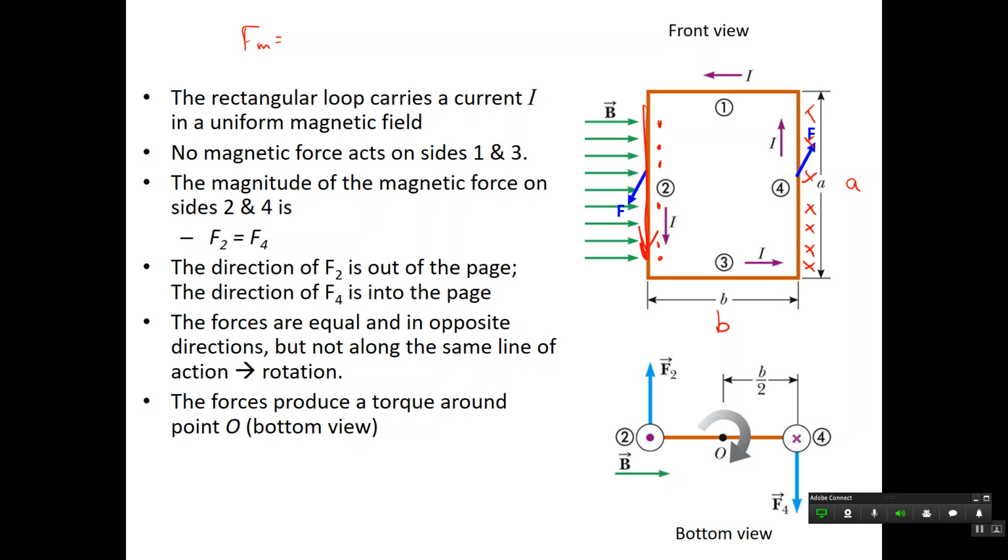There are no forces being generated on this wire and on this wire because they are parallel to the magnetic field. The current's parallel to the magnetic field, therefore the cross product is zero. Okay, so now we have force coming out here, going in here. We're going to get torque, and that means there's going to be a rotational axis. What's my rotational axis?